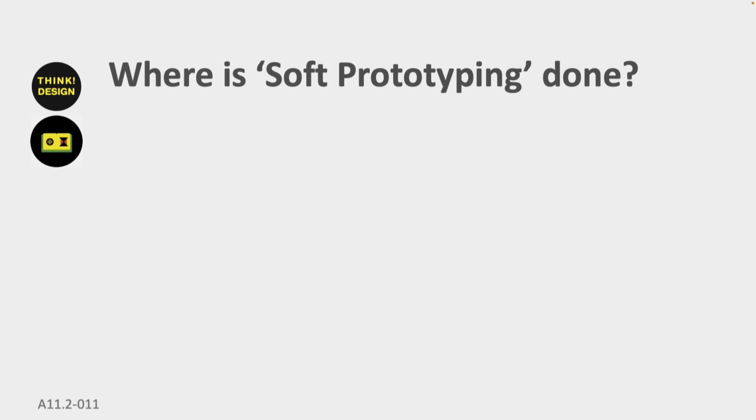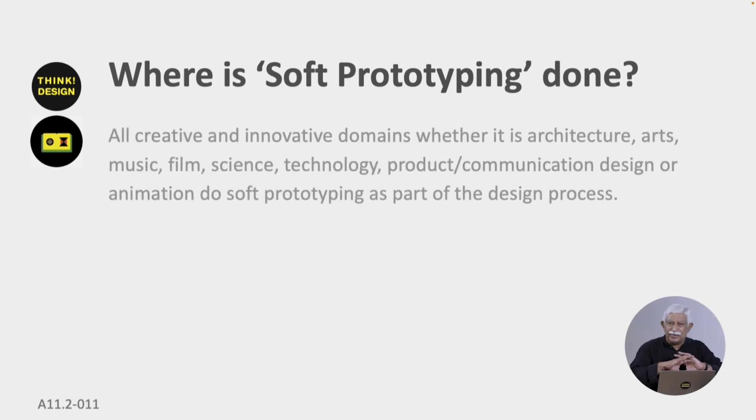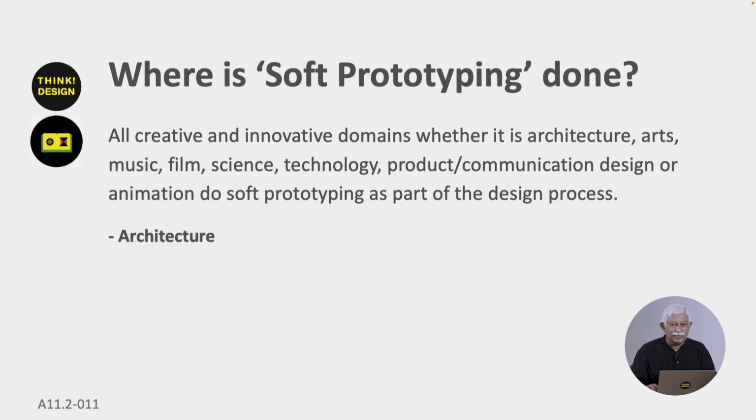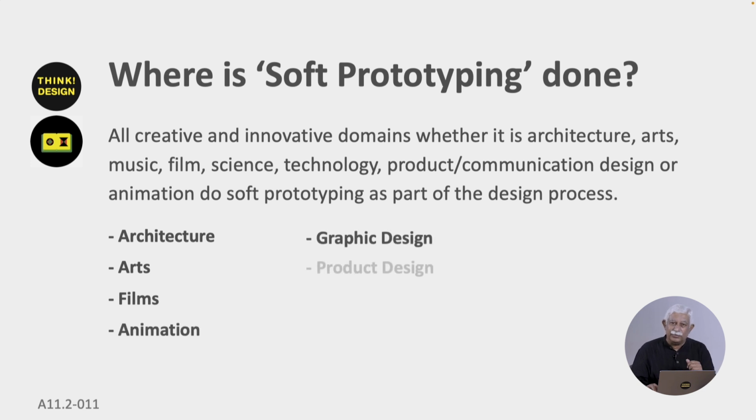So, where is soft prototyping done? If you look at any field that is creative and innovative, they always have some ways of actually making a mock-up of the idea that they are trying to do. Whether it's architecture, arts, music, film, science, technology, product or communication design, or even animation design, they do soft prototyping as part of the design process. Okay, so all these fields make use of it. Okay, in the next slide, we'll also look at how they make use of it.